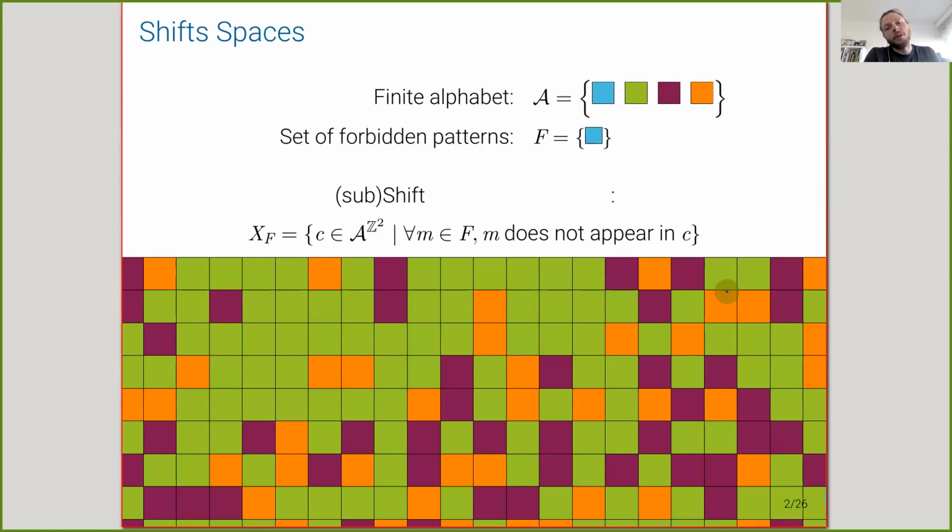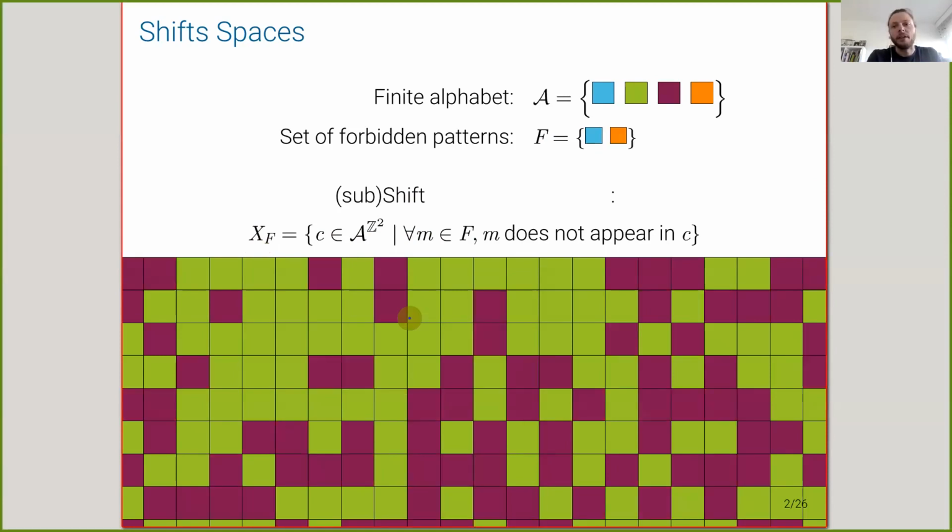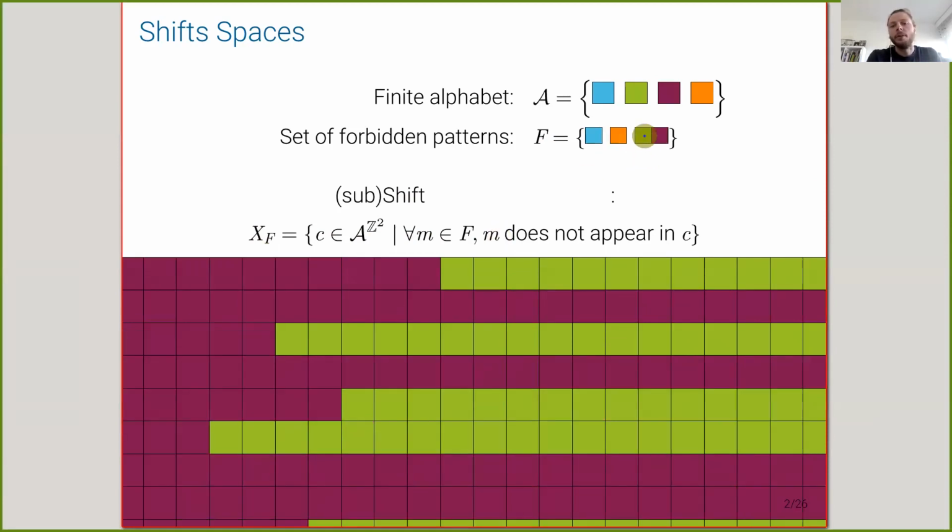What is called a subshift, or just a shift, is a set of such configurations with an extra condition: they should not have any forbidden patterns that appear in them. So for example, if I take a forbidden pattern that is just the blue color, then all the configurations of this shift should not have blue in them. I can take another color, or more complicated patterns. In fact, I can add any pattern in the set F.